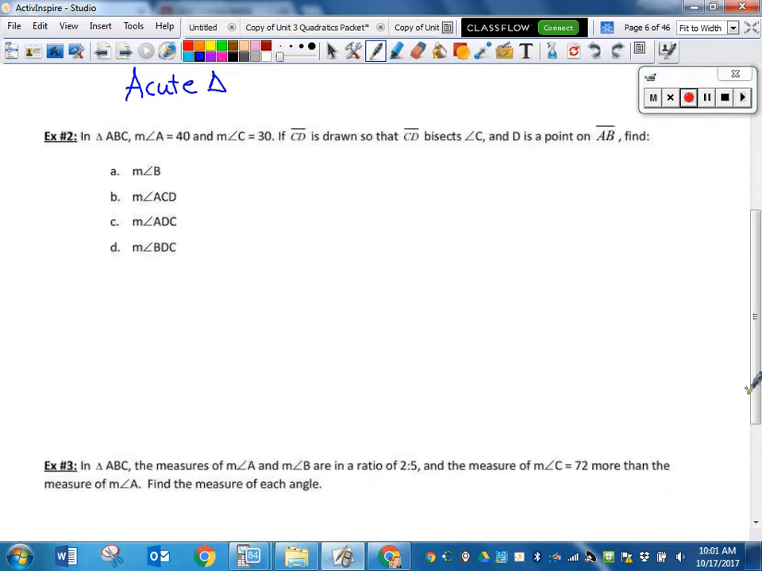Alright, you've got a triangle. Let's draw our picture again. Again, not so worried about you being accurate with it, more just a visual for you. I need an A, I need a B, I need a C. Angle A is 40 degrees, angle C is 30 degrees.